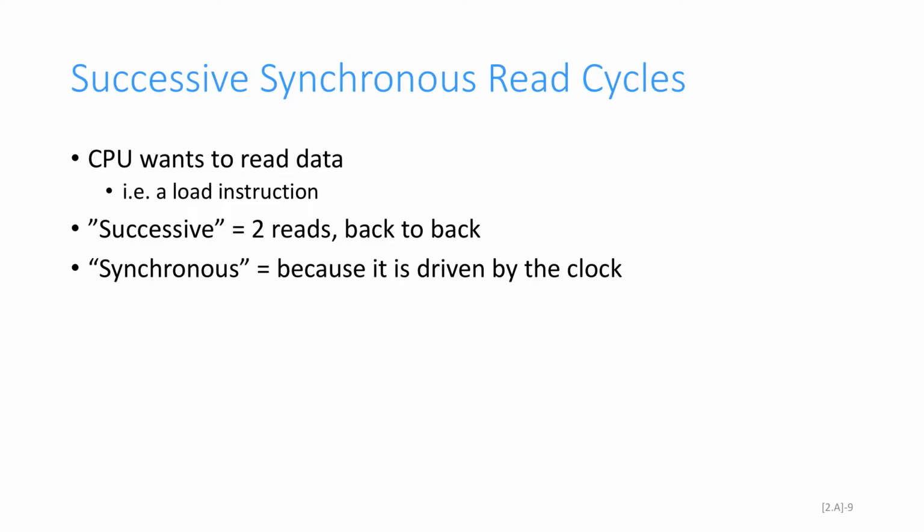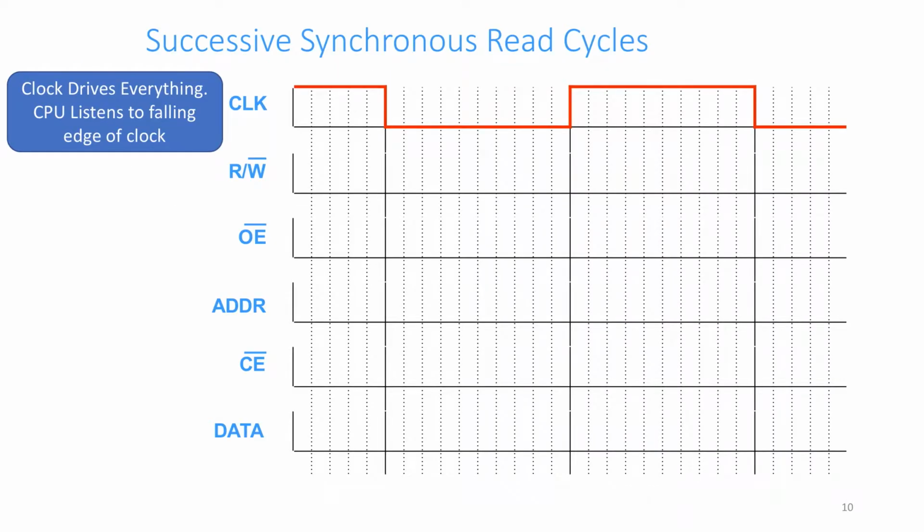So the first example we're going to go through is successive synchronous reads. Okay, so this means that the CPU wants to take data from the memory, it wants to read it in. Successive means that we're assuming that we've got reads back to back, and synchronous is because this whole process is driven by a clock. So the first signal to look at is the clock signal. It's your standard oscillating clock signal where the high time and low times are equal. Okay, simple clock signal, and this is what we would call the bus clock.